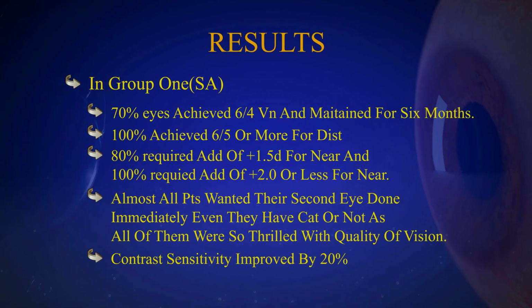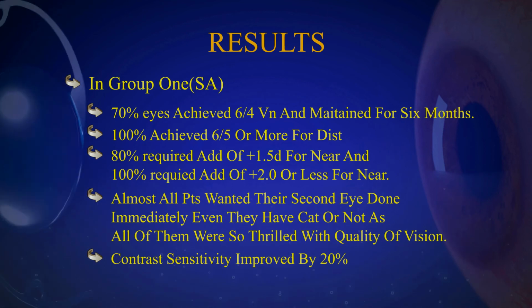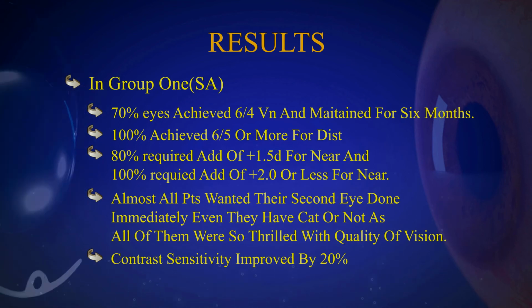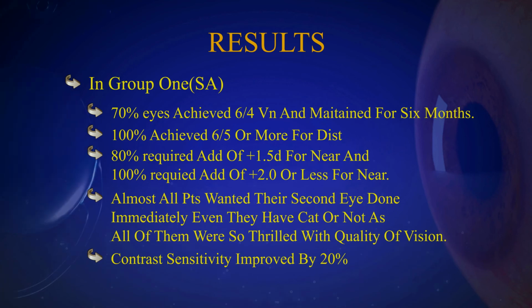In group 1, 70% of the patients achieved 6/4 vision with best correction and maintained the same vision for 6 months. All of them in this group achieved more than 6/5 vision till 6 months. 80% require an addition of plus 1.5 for near and 100% require addition of plus 2 for near. Almost all patients wanted the second eye to be done immediately as they were so happy with the results of customization of intraocular lenses. Contrast sensitivity in this group has improved by 20%.